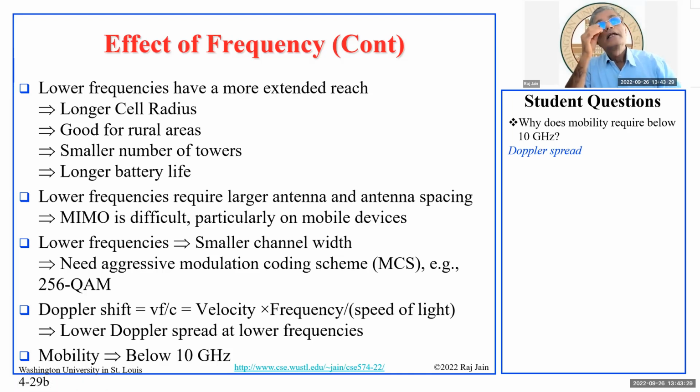Okay. Now, the Doppler formula is VF upon C. If high frequency, there is a larger shift. High frequency. Right? And if you're going very high speed, this is your velocity. If you're going at a very high speed, then you need even a smaller frequency. All right.